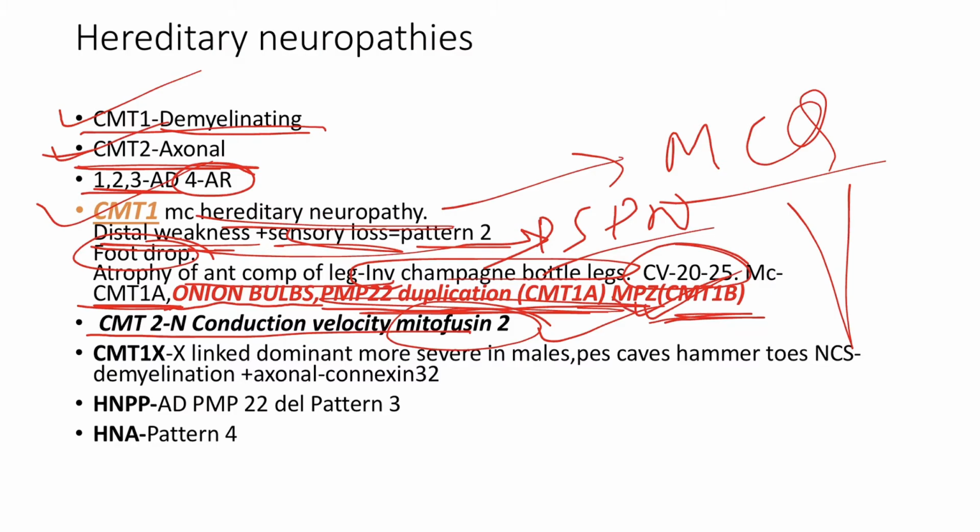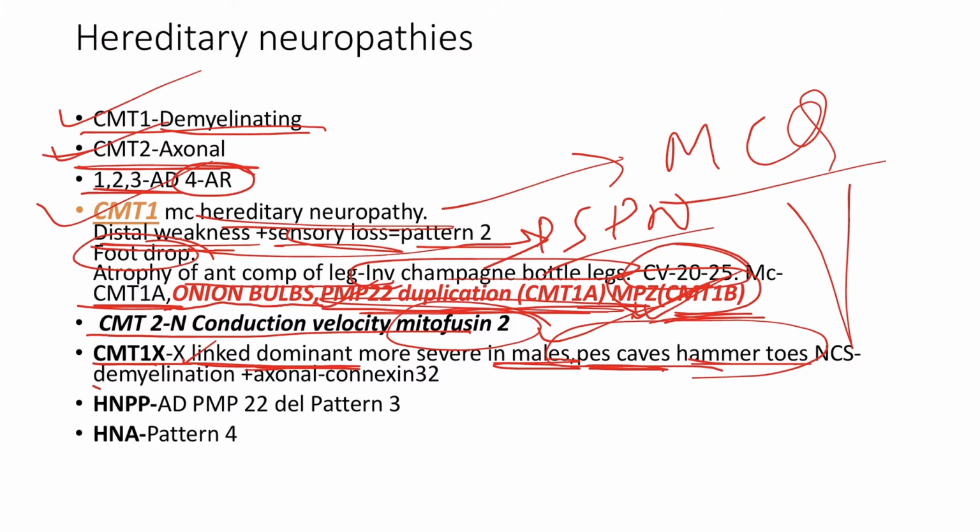This you have to remember. Actually, you can make mnemonics, or you can remember like that itself. So type 1A is actually PMP22 duplication, type 1B is MPZ, and mitofusin 2 is type 2. 1X, as the name indicates, is X-linked dominant, more severe in the males. Okay, and obviously because it's X-linked dominant, they do not have any other copy, and definitely more severe in males. The presence of pes cavus and the skeletal deformities you have to remember.